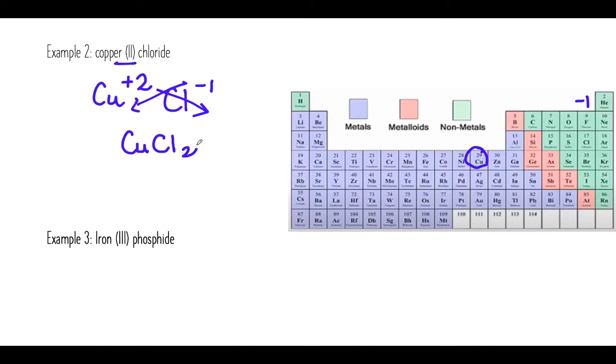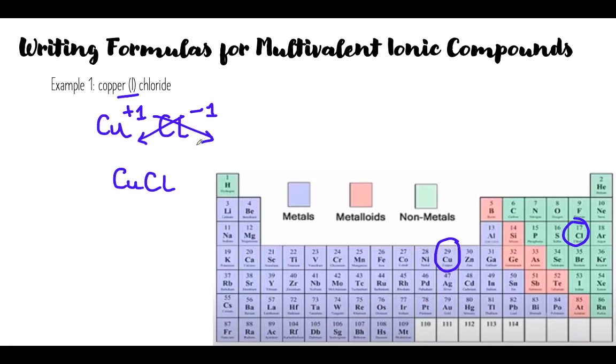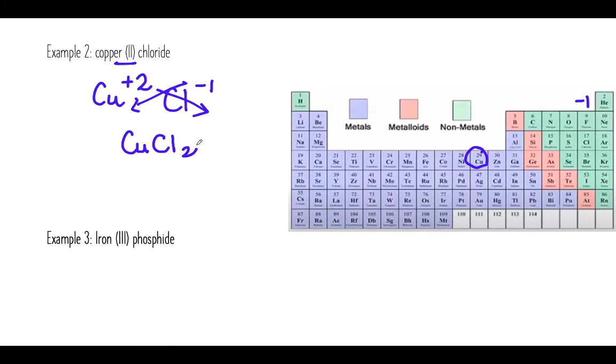There we go. So if you compare, copper 1 chloride had the formula CuCl, and copper 2 chloride has the formula CuCl2. So just because they're both the same metal doesn't always mean that they're the same charge when you're talking about a transition metal. So that's the big difference between what we were looking at earlier with what we're looking at now. Let's take a look at iron 3 phosphide.